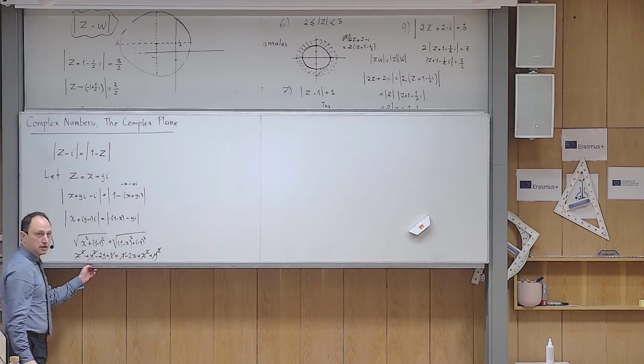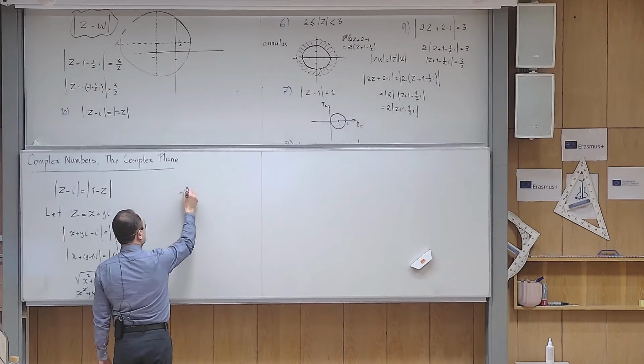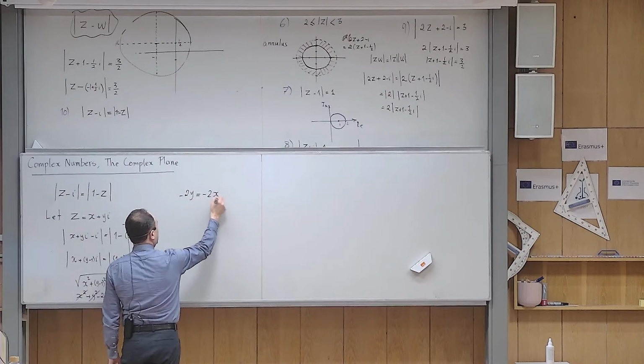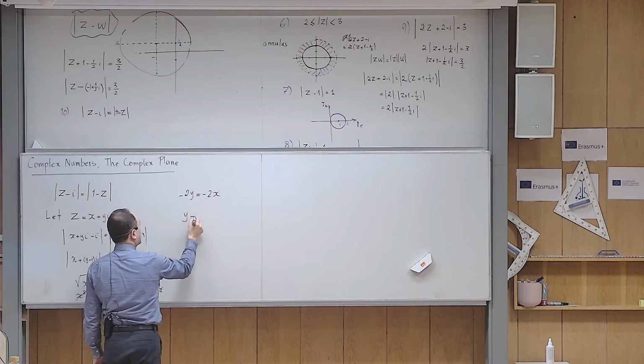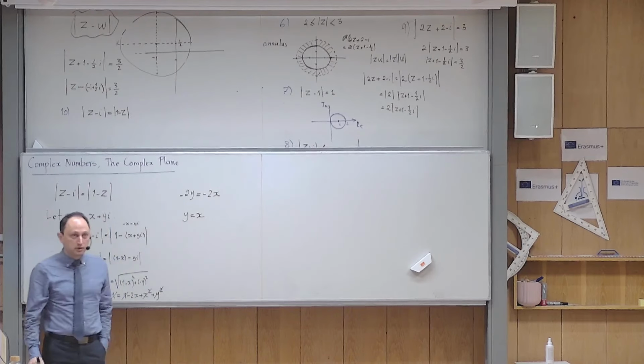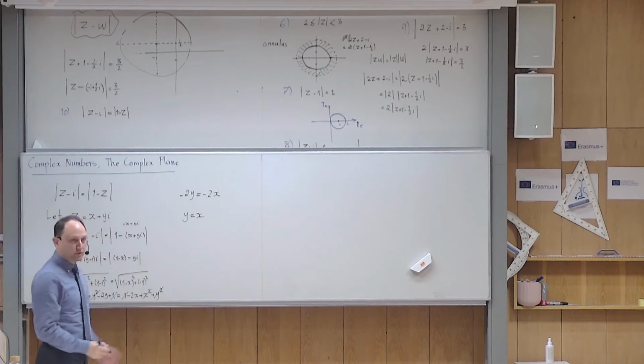So what is left is minus 2y equals to minus 2x. Can I simplify more? Yes. I divide by minus 2, and this is y equals to x. And y equals to x is a very famous line, yes?